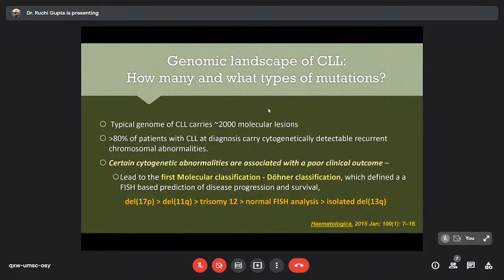And with the identification of these genetic abnormalities, the first molecular classification, also known as the Döhner classification, was proposed based on the use of FISH, which was useful for predicting disease progression and survival. And naturally, deletion 17p was the one which has had the poorest outcome, followed by deletion 11q, trisomy 12, normal FISH, and followed by isolated deletion 13q.